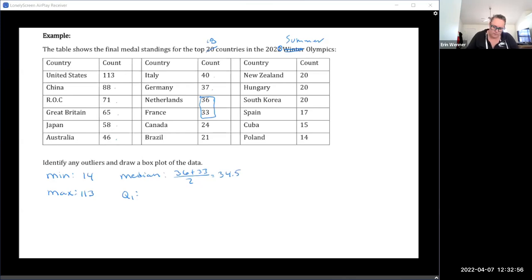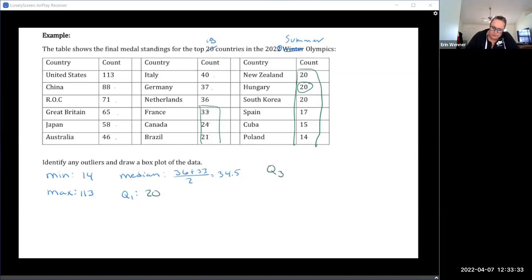So Q1 is the median of the lower quartile. The lower quartile is these numbers right here, right? If we count those, whoops, we have to include 33 in it. So we've got 1, 2, 3, 4, 5, 6, 7, 8, 9. We have an odd number, so there will be a nice middle number. Counting 1, 2, 3, 4, the fifth number, 20, is going to be that median.